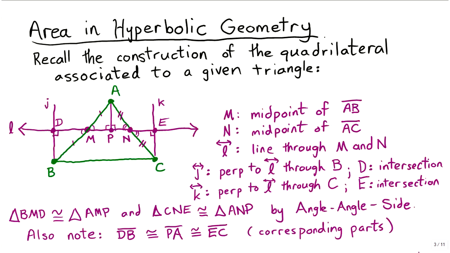Now, in Euclidean geometry, we could easily prove that the resulting figure is a rectangle, but in neutral geometry, we know that rectangles do not exist. What do we know about this quadrilateral, DBCE? Well, we do know that the angle at D and the angle at E are both right angles. Furthermore, because of congruent triangles, we know that the side DB is equal to the side AP, and we know that the side AP is equal to the side EC. So, these two opposite sides of our quadrilateral are equal.